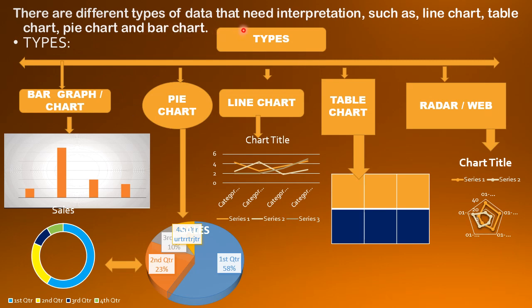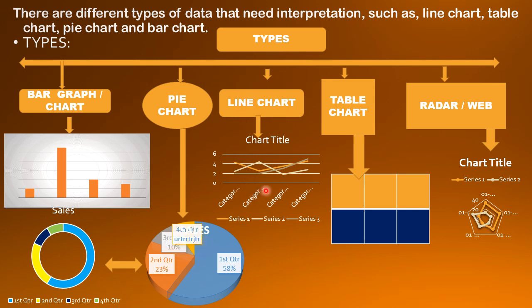There are different types of data that need interpretation, such as a line chart, table chart, pie chart, and bar chart or bar graph. Here I have given a few types, which are used for our exam purpose. Bar graph or chart: here you can see the picture of a bar graph. Pie chart: here you can see different types of pie charts, a donut pie chart and a normal pie chart.